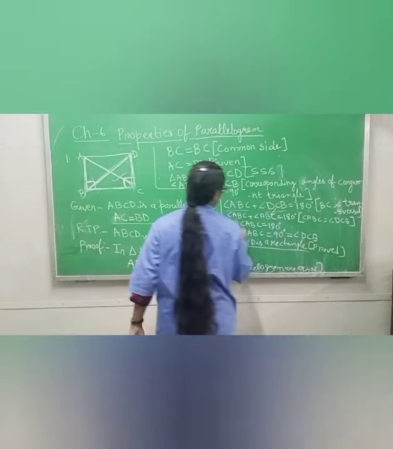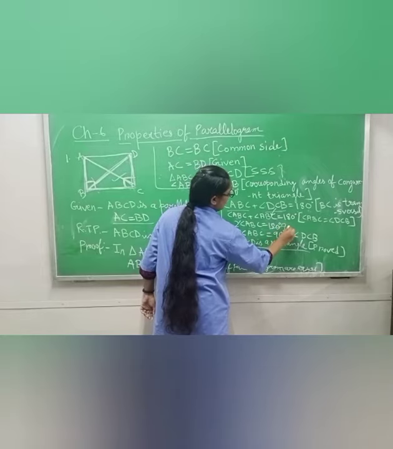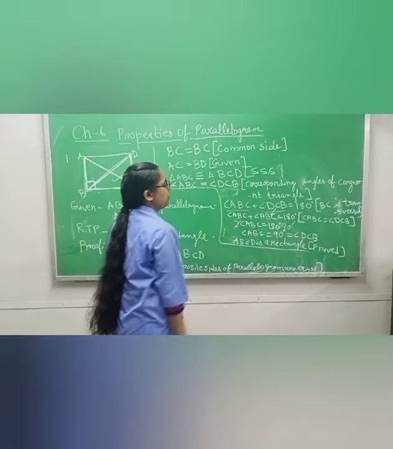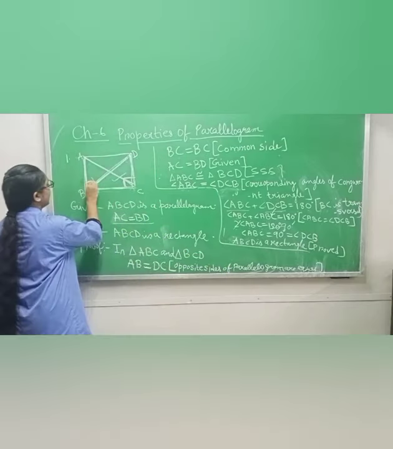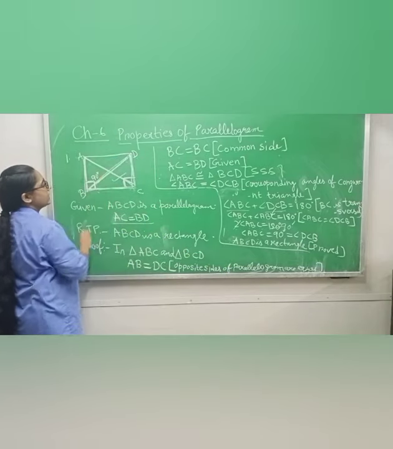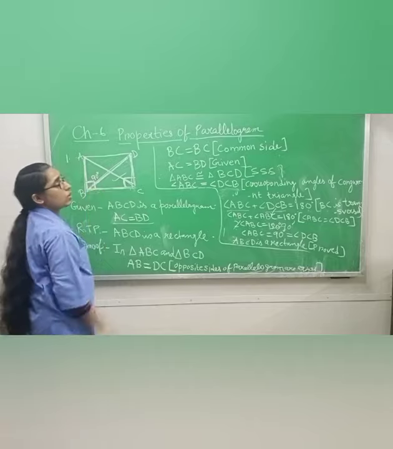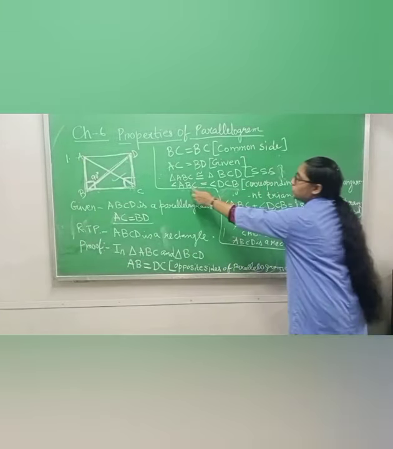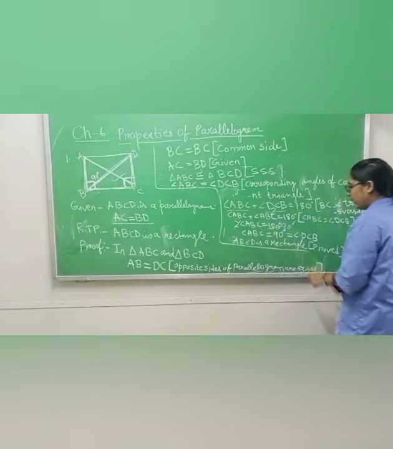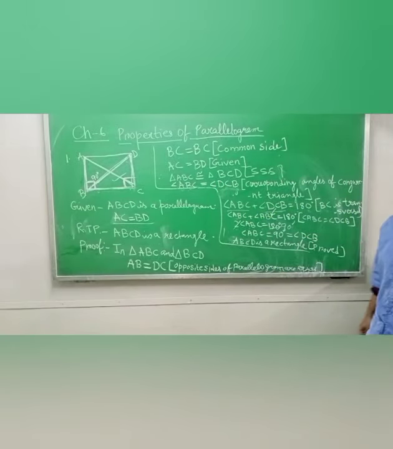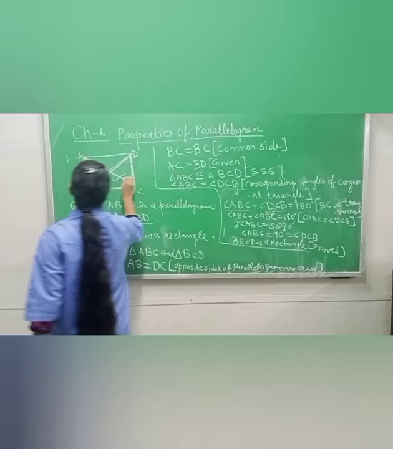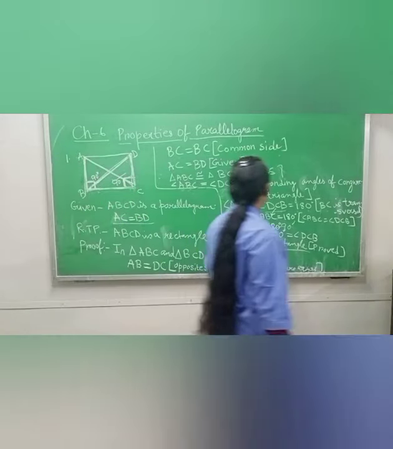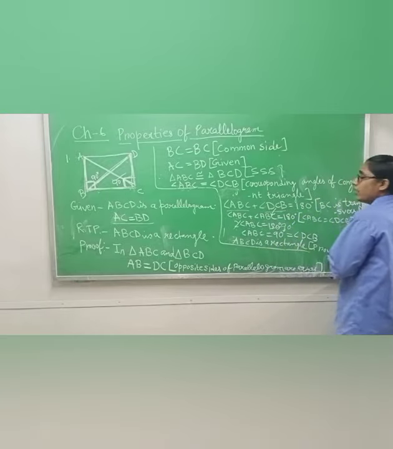Now you can cancel this 2. 2 ones are 2, 2 nines are 18, and 0. So angle ABC equals 90 degrees. You got that angle ABC equals 90 degrees. If angle ABC equals 90 degrees, it means that DCB is also 90 degrees. Why? Because both are equal here. That is why I have written equals DCB. When we prove that two adjacent angles are 90 degrees, it means that it is a rectangle. That is why I have written, therefore, ABCD is a rectangle.